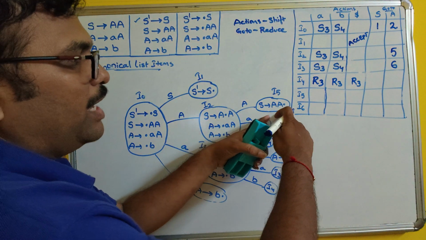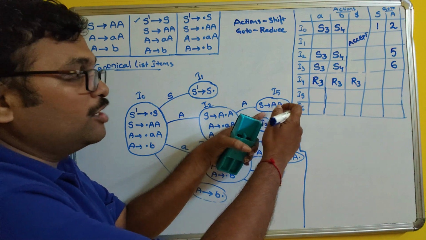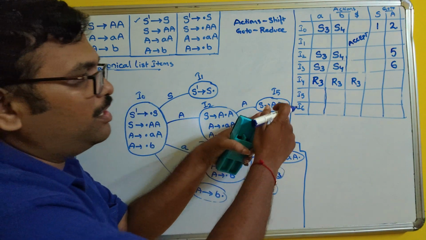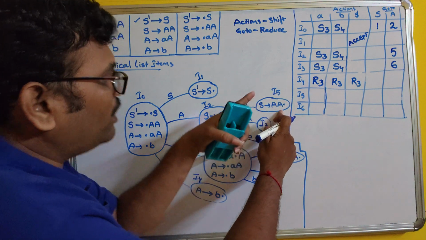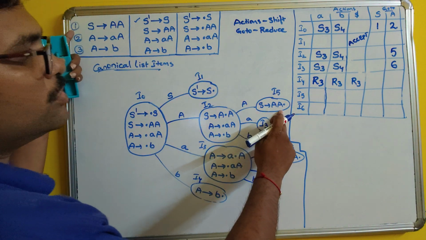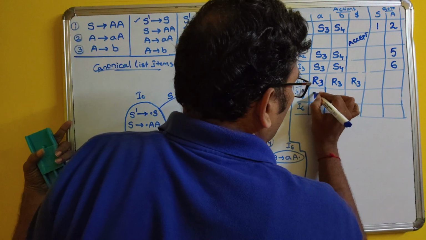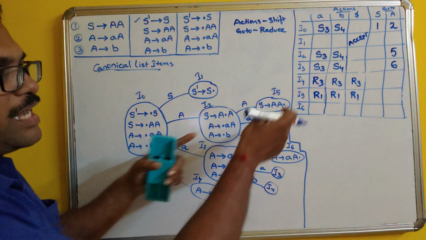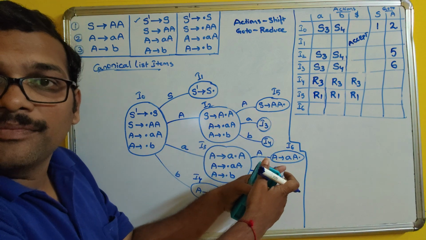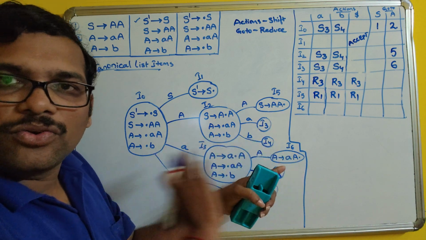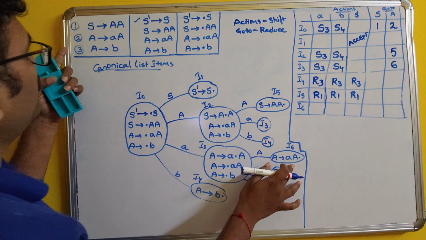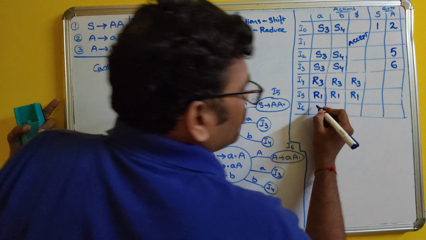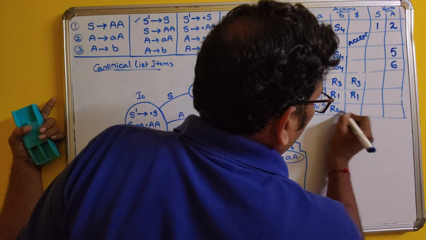Coming to I5, again this is the last. Which production has ended, and is it the start symbol? No. This is production number 1, so I5 will be reduce 1, R1. Next I6. This is also the last one. Check whether it is a start symbol. No, this is not a start symbol. Then what's the production number? A dot is production 2, so go with R2.